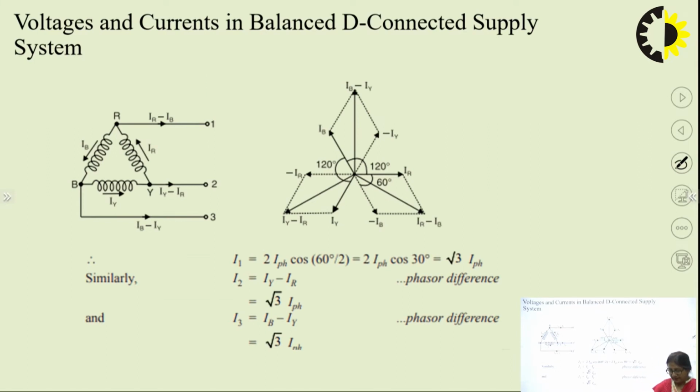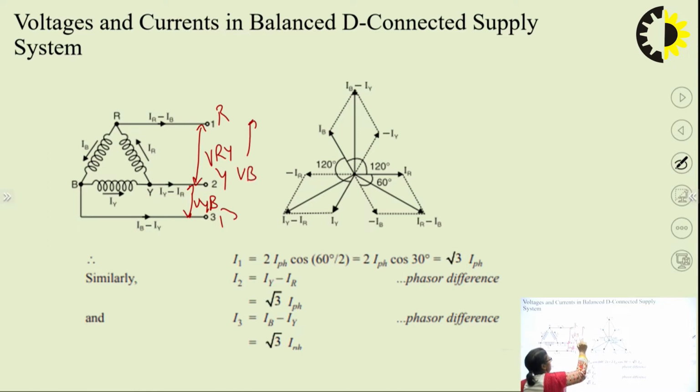In case of a delta connected system, how are the relations verified? If you just see, this is the delta connected system we have just discussed. Once again, I can have the phase and line currents, phase and line voltages. So where would be the line voltage? Say this is R, Y, B. So this will be VRY. This will be VYB. And this will be VBR. These are the three line voltages. Also, where would be the phase voltage now?